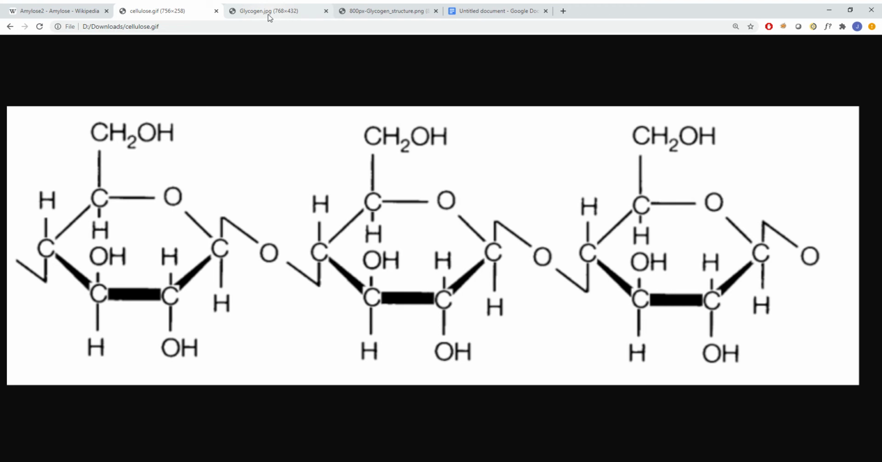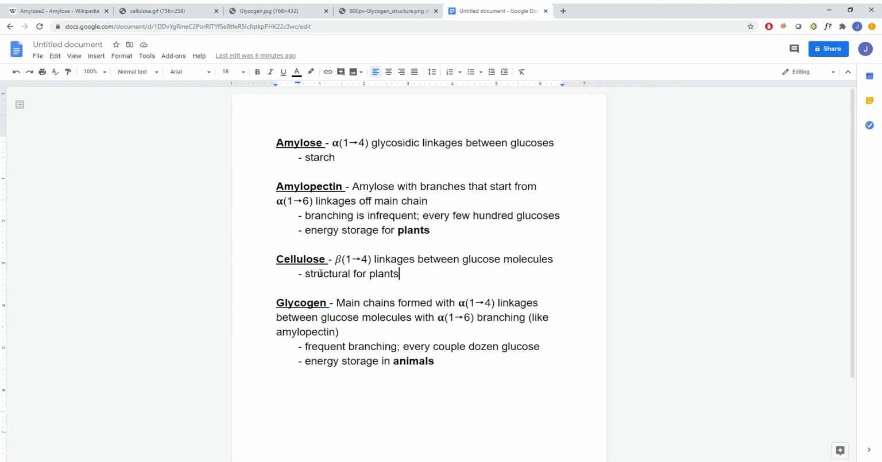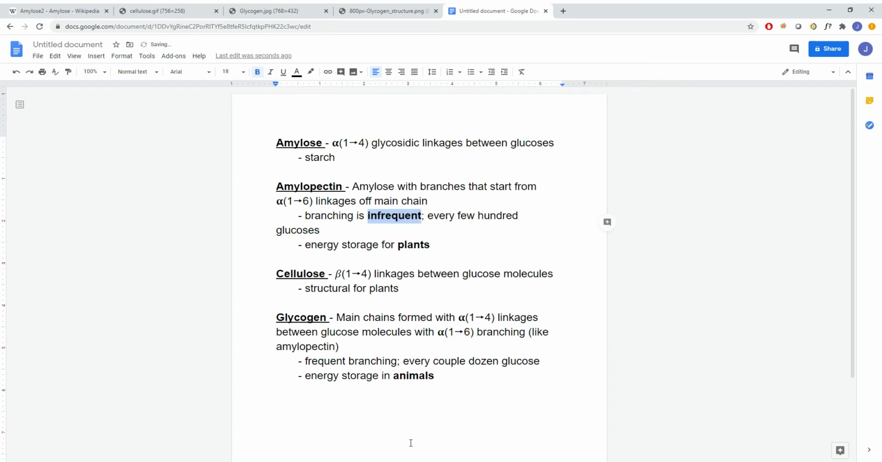And plants are doing that with these sugars, with these glucoses. So what about animals? Well, we use glycogen. And you better believe we can break glycogen down for energy. Glycogen is going to be a lot like amylopectin. So it's going to have those alpha 1,4 linkages making a long chain. And then every 20 or so glucoses, you're going to have an alpha 1,6 linkage that causes a branch. So this is like amylopectin, but where amylopectin has infrequent branching, glycogen is going to have frequent branching. We have a lot of branching. I'll talk about why in a little bit.